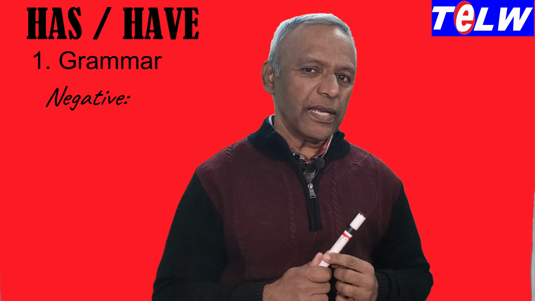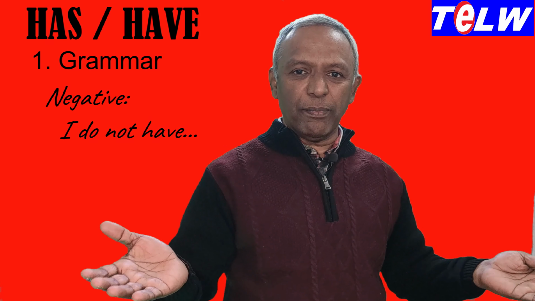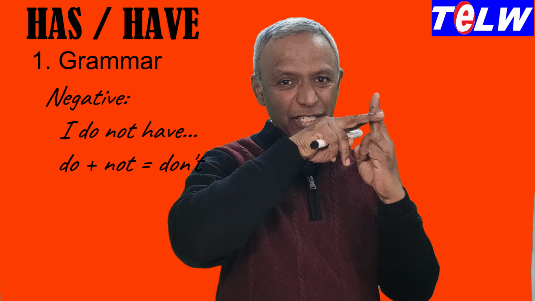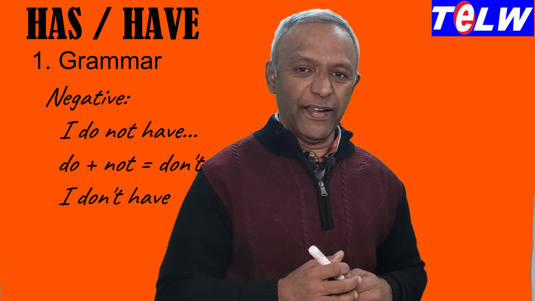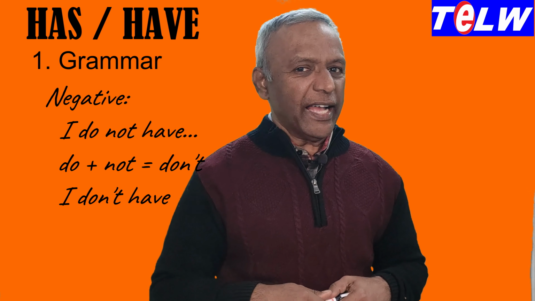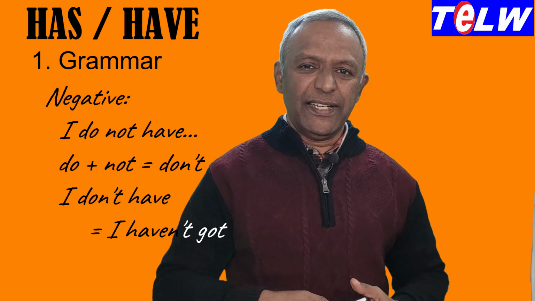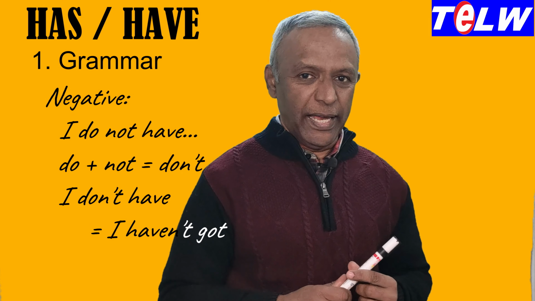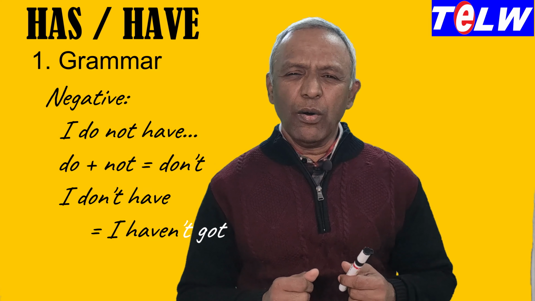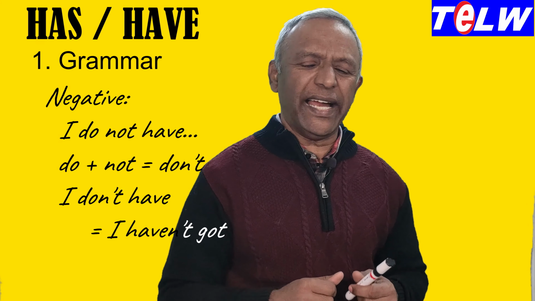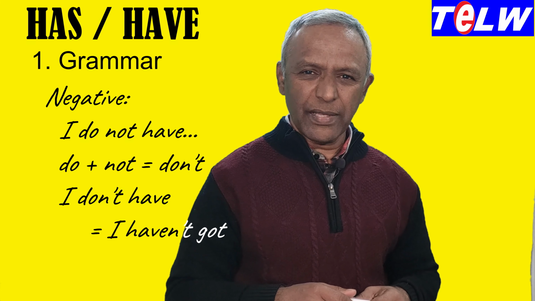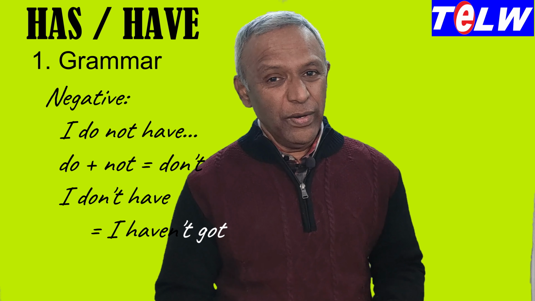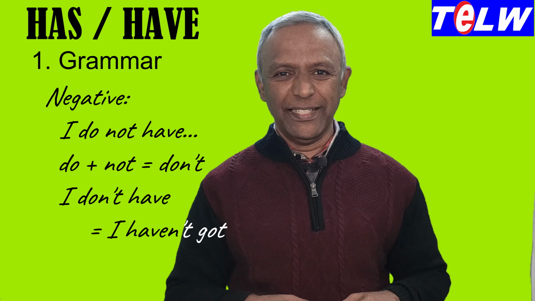Now the negative form. I do not have an aeroplane. Do not, that's contraction. I don't have an aeroplane. Or I can say, I haven't got an aeroplane. People make the mistake of saying, I haven't an aeroplane. That was a very old form. People don't use that. It was a very old English, I guess. Baa baa black sheep, have you any wool? Now we don't say, have you any wool? We say, do you have any wool?